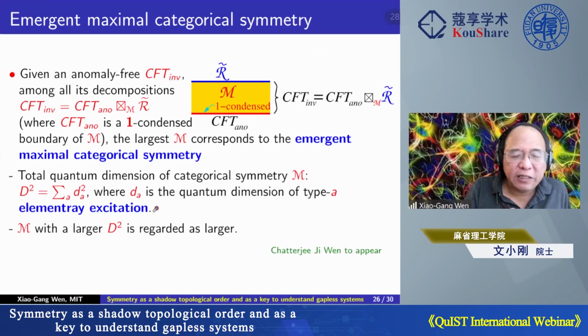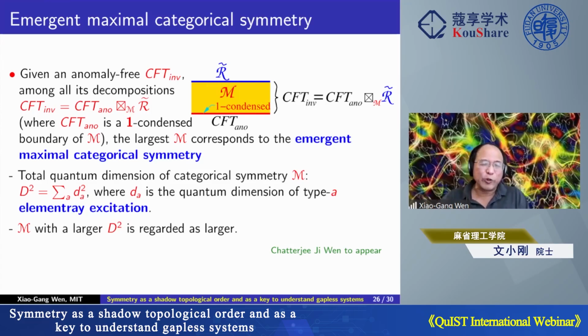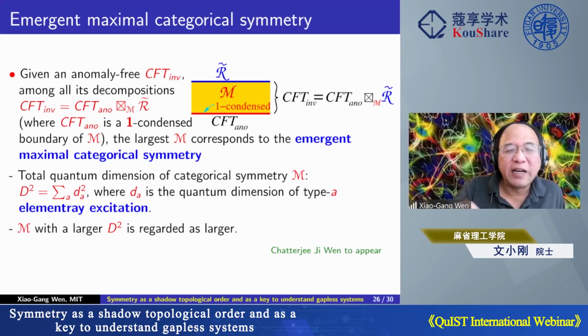We can define the total quantum dimension as the sum of the squares of the individual quantum dimensions, and use it to define the size of a topological order. A topological order with a larger total quantum dimension we call larger. I'm not sure this definition is suitable, but at the moment we can use it. Maybe there could be a more suitable one. But anyway, this is our way to define the maximum categorical symmetry.